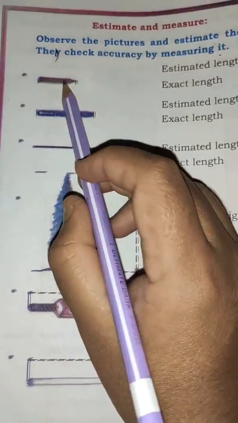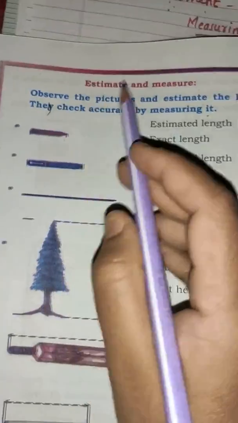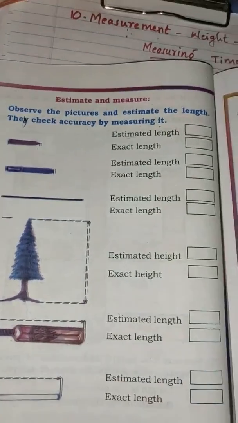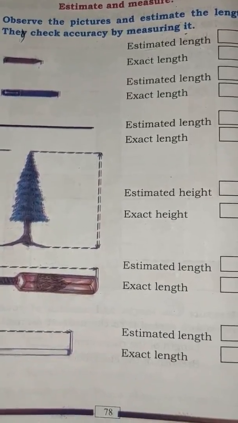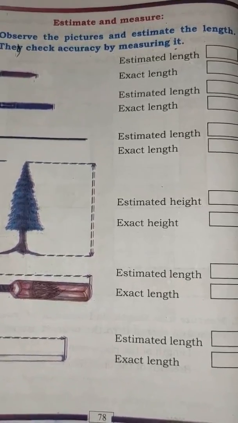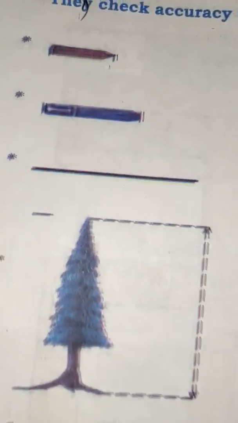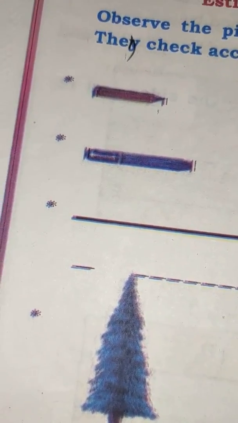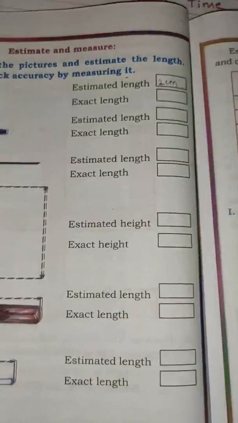First, let us do this one. Here is a pencil. Can you see here? Okay, first is estimated length. You just have to imagine. What will be the length of this pencil? It may be 2 centimeter. Okay, I will write 2 centimeter. It depends on you.